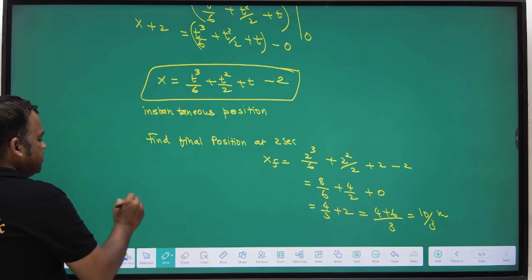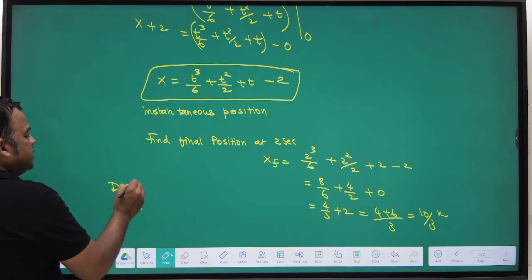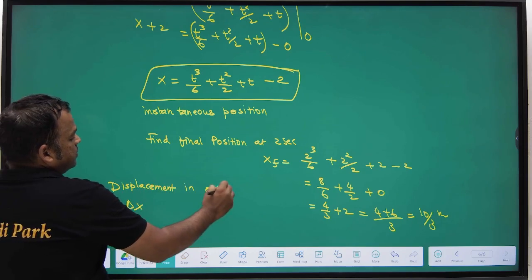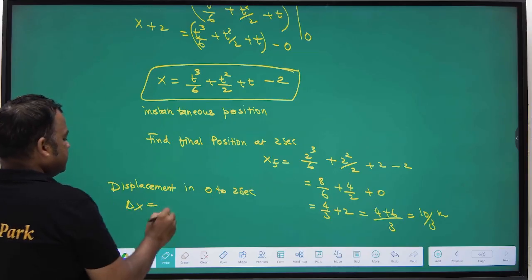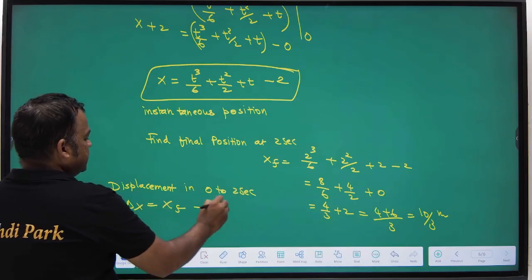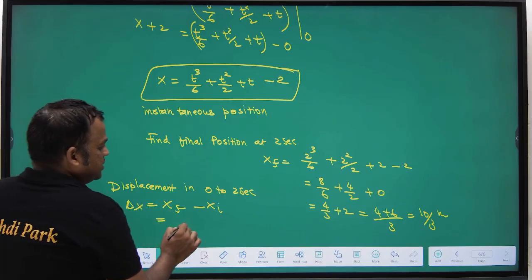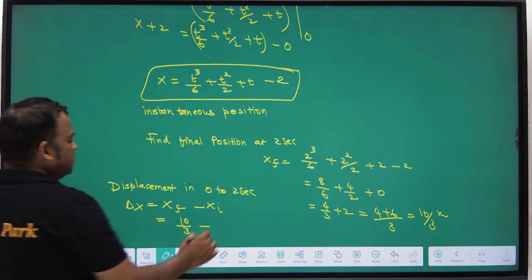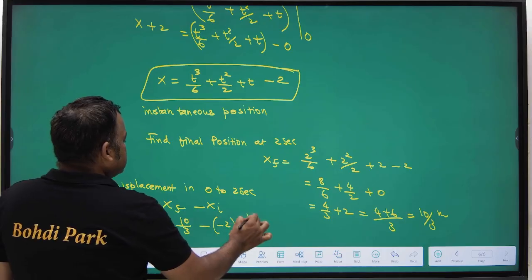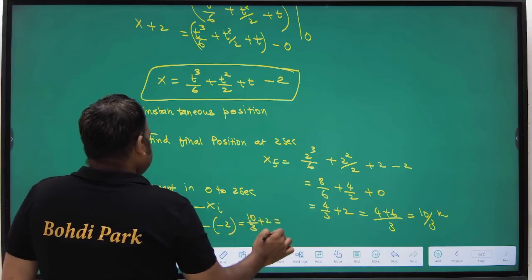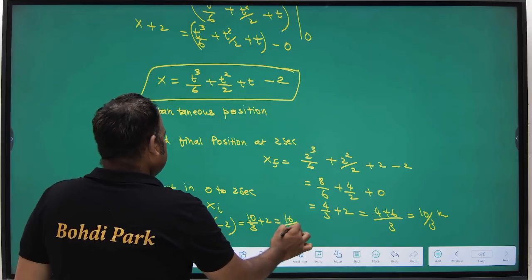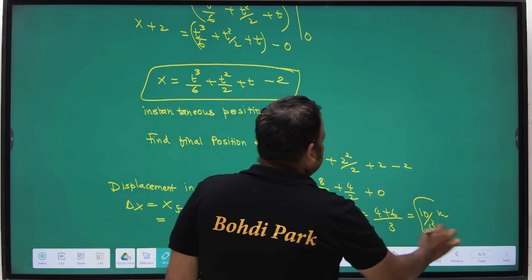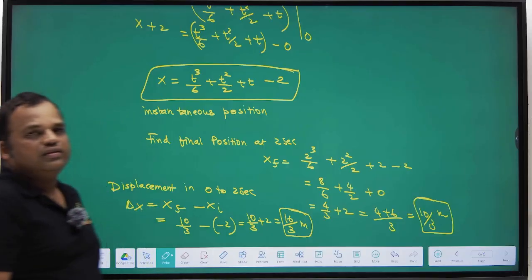So what is the displacement? So displacement in 0 to 2 seconds, delta x will be final position minus initial position. Final position is 10 by 3 minus initial position is minus 2. So that is 10 by 3 plus 2. So that is 16 by 3 meter. So displacement is 16 by 3 meter. Final position is 10 by 3 meter.